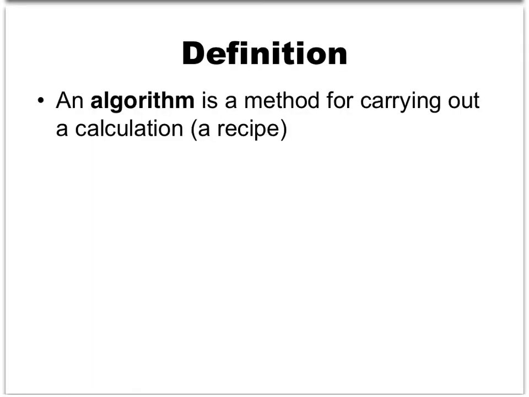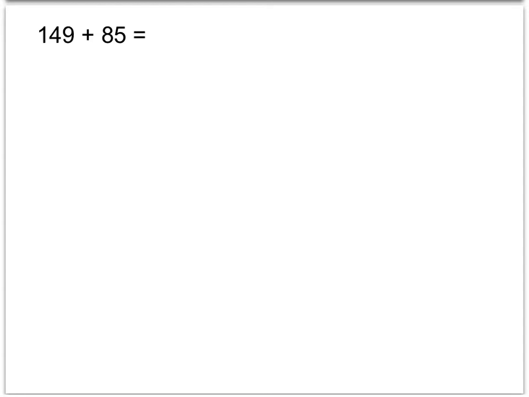So let's start off with a definition of the word algorithm. An algorithm is a method for carrying out a calculation, or as the book calls it, simply a recipe. It's a set of steps that if you follow these steps properly, you will get the correct answer. So let's review the standard addition algorithm with a couple of examples.